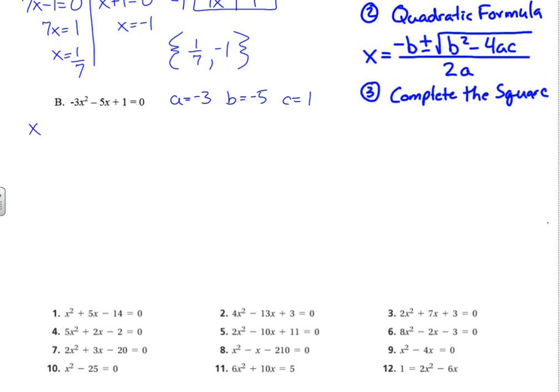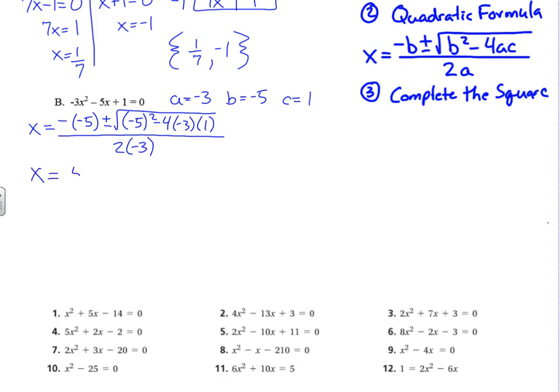So x equals the opposite of b, so the negative of -5, plus or minus the square root of b squared minus 4ac. We have to be careful with our signs here. All over 2a. All right, so we have x equals the negative of -5, which is +5, plus or minus.